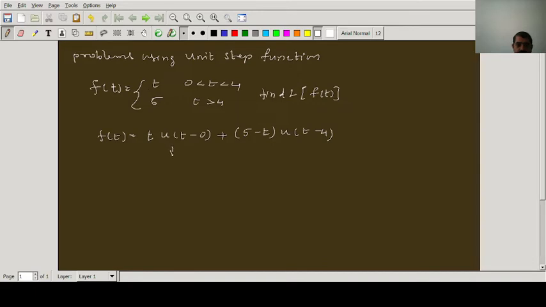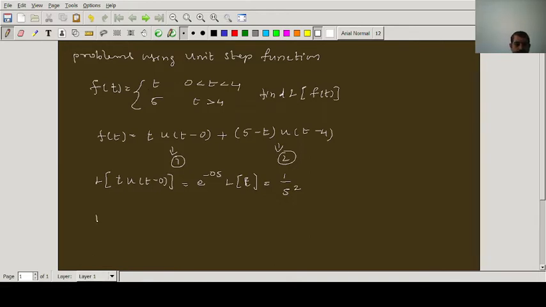So first we find the value for this one separately and this one separately. Laplace of t into u of t minus 0. Here we can write it as e power minus 0s into Laplace of t, which we can find directly. So e power 0 is 1 and Laplace of t is 1 by s square.